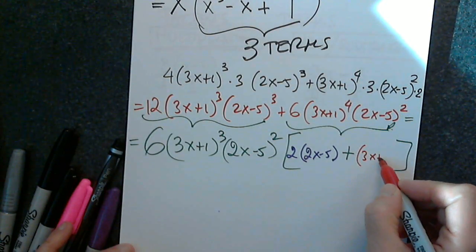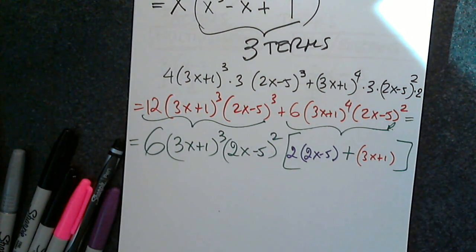Excellent. No parentheses are needed. I just wanted you to see where it's coming from. But because this is a sum, I really don't need parentheses around 3x plus 1. But I just want you to see where it's coming from.